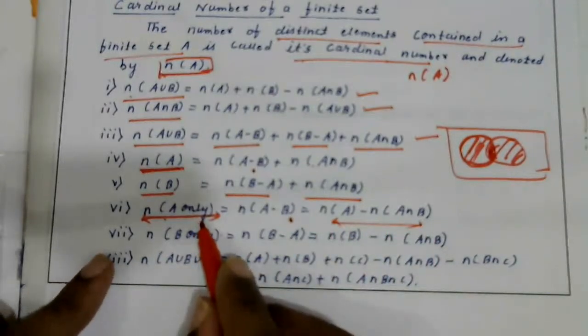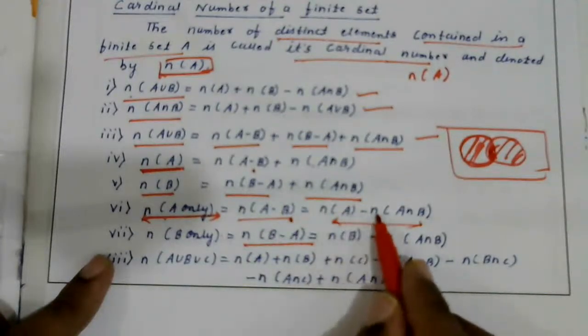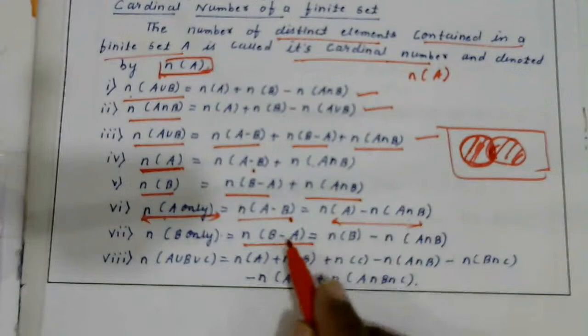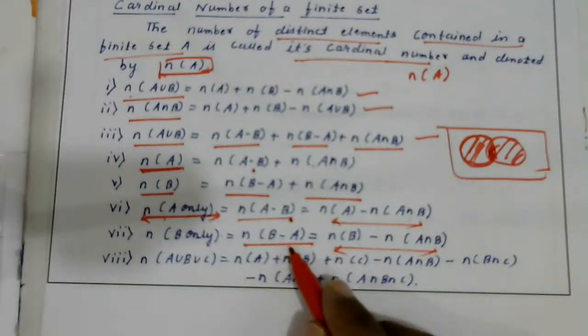So these two are very important, A minus B and B minus A. What is n of A minus B? n of A minus n of A intersection B. And what is n of B minus A? n of B minus n of A intersection B. So A only and B only.